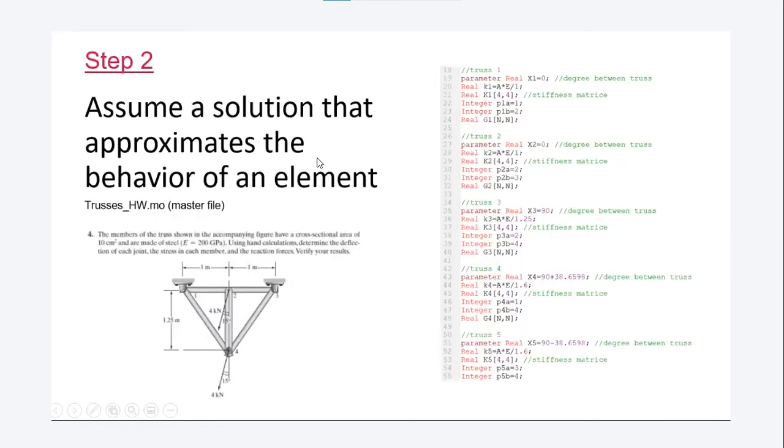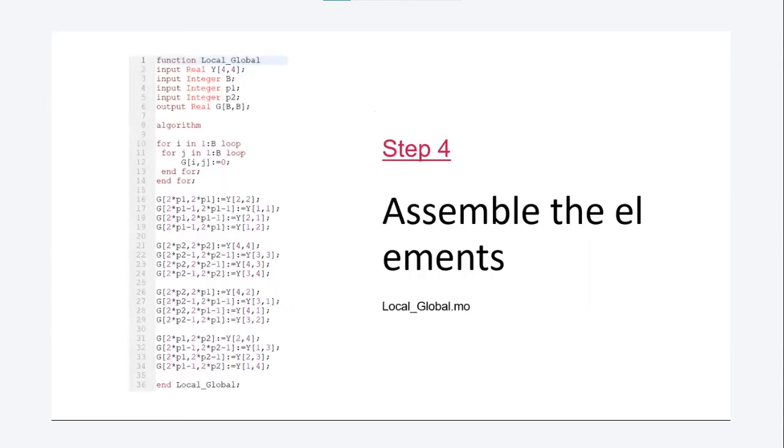We will make a function call. First, we will make a function called stiffness matrix to make the matrix for each of the trusses shown in the previous slide. We will make the matrix with these equations, with these functions, and after that, in the next steps, we define the matrix.